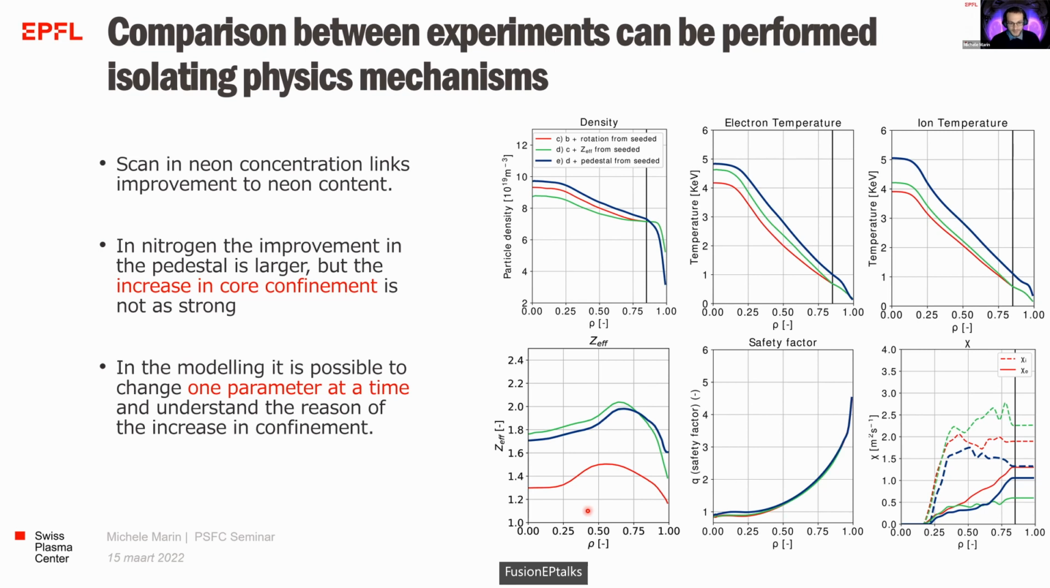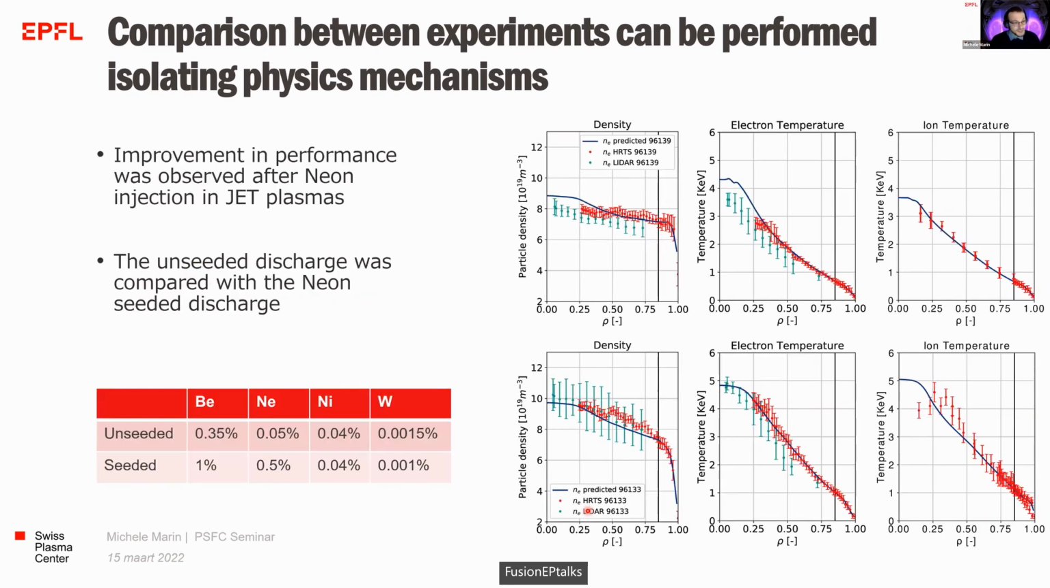Of course, let's step back a second. You first need to be sure that you can model both your experiments. You need to be sure that you can model the unseeded and the seeded discharges. And this is what is shown here. We can indeed see that the experimental data and the model for both experiments are in reasonably good agreement.